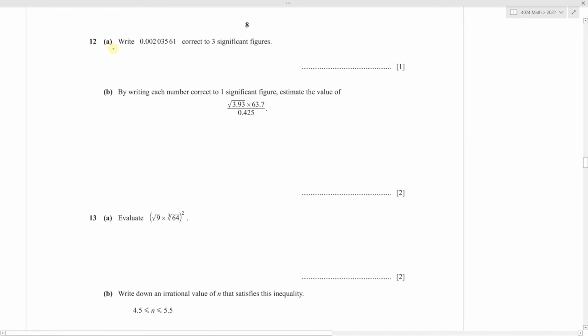Question 12, part A. Write this number correct to three significant figures. So if we start from the left side, the first non-zero number is this. So we will start counting the significant figures from 2. We need up till 3 significant figures. So 1, 2, 3. So this is the third significant figure. The next value is 5, so that means this will be rounded up to 4. So your answer will be 0.00204.